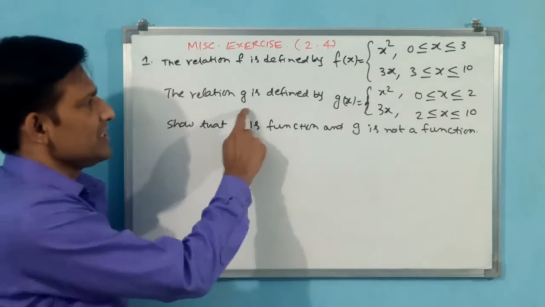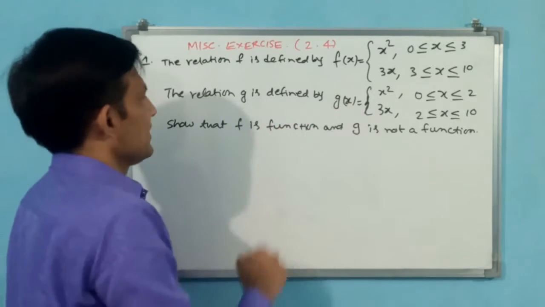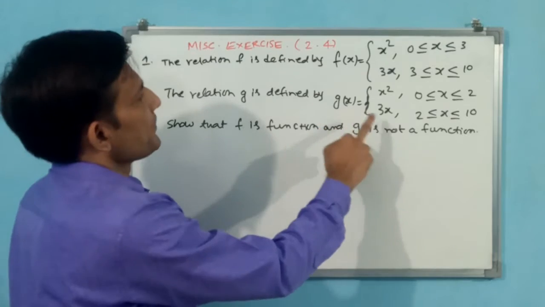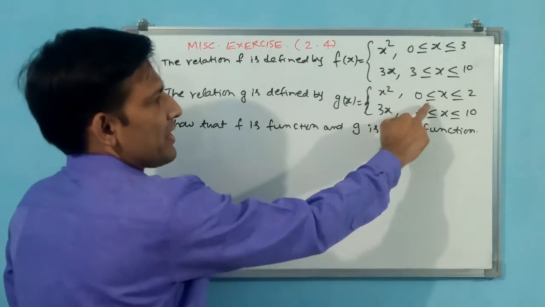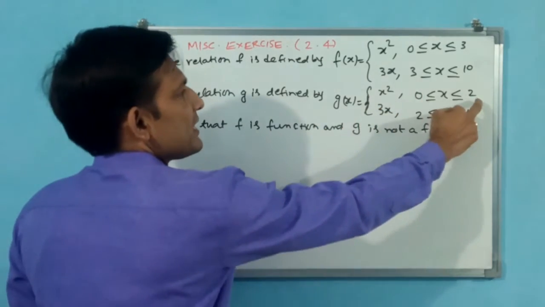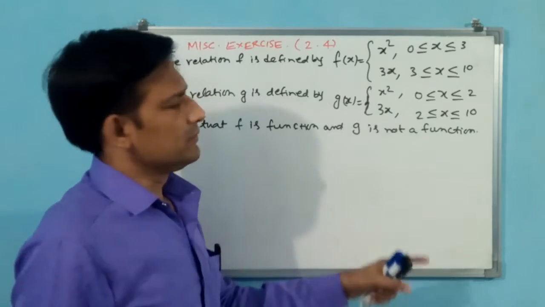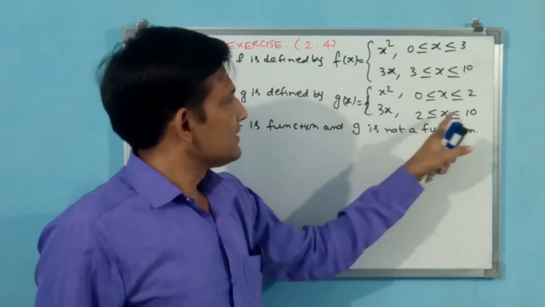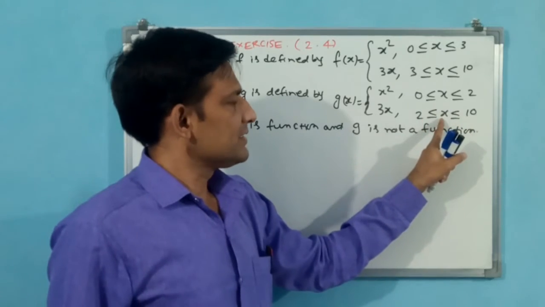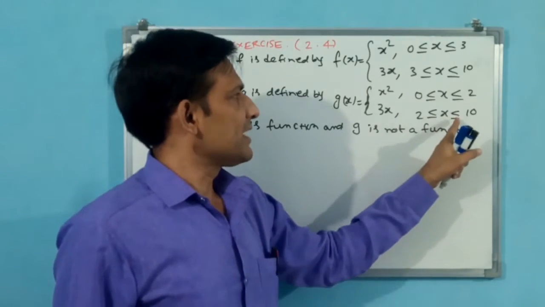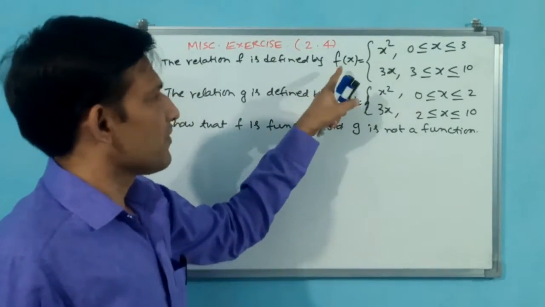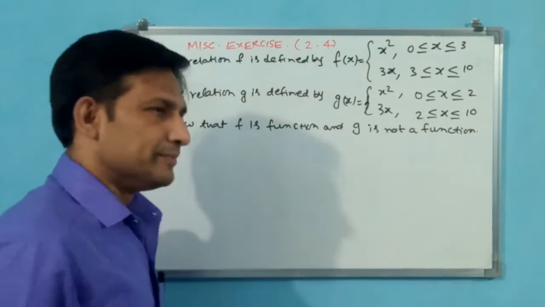The relation g is defined by g of x. See here, relation g, but this is a function. x square when x is greater than or equal to 0 but less than or equal to 2, and 3x when x is greater than or equal to 2 but less than or equal to 10. In these two conditions they have given function g.